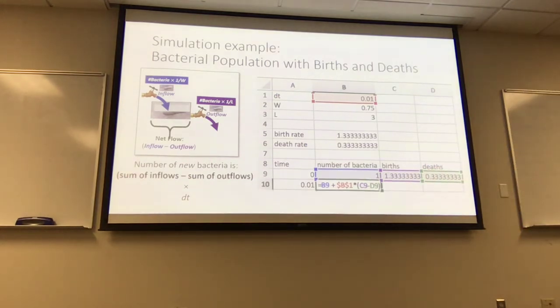Yeah? Would you just get rid of the flow of new bacteria? Like for the first part of the question, would you just leave that whole column, or does that become birth?